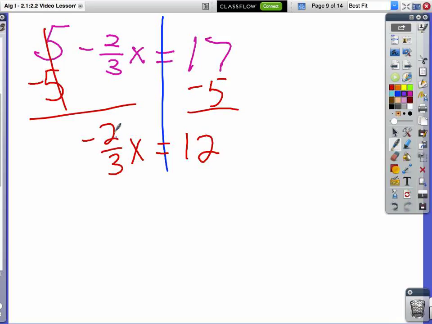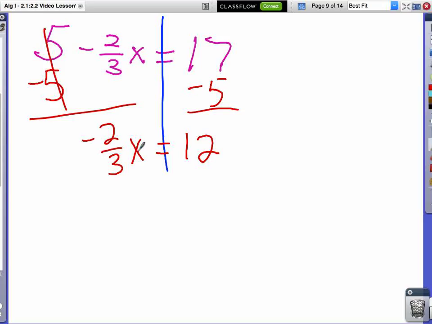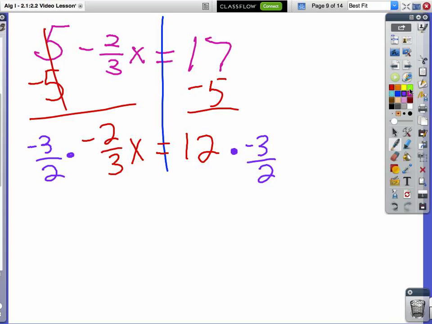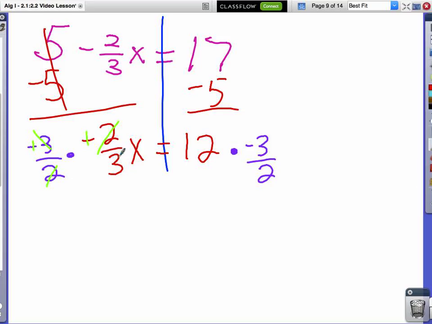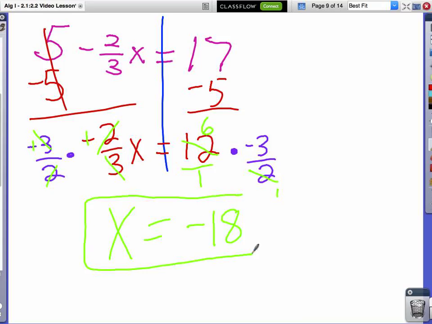So now we have to get rid of a fraction. This says negative 2/3 times x. So to undo times, we usually divide. But with fractions, we multiply by the reciprocal. Multiply both sides by that reciprocal. So when we do this, a negative times a negative is a positive. The 2's cross out, the 3's cross out. We're just left with x equals. Over here we have a fraction. Fraction times a fraction, 2 goes into 12 6 times. So we just have 6 times negative 3, a negative 18.